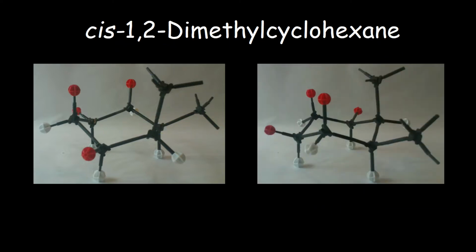So let's take a closer look at the cis 1,2-dimethyl cyclohexane. What you have here in both of these pictures are the methyl groups at the 1 and 2 positions, so on adjacent carbons, and they are in the cis orientation. They're both on the same side of the ring. However, you're looking at two different chair forms. So this is the cis 1,2 interconverting between chair 1 and chair 2.